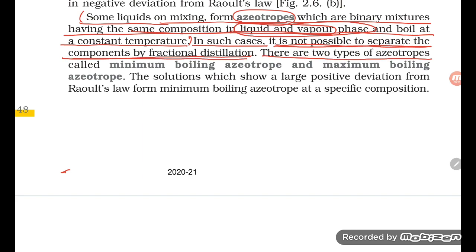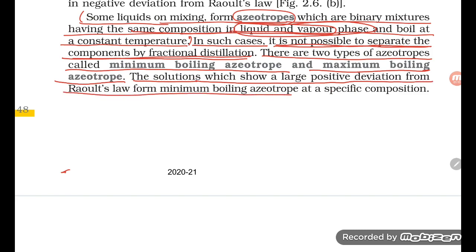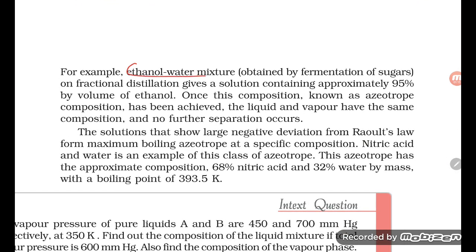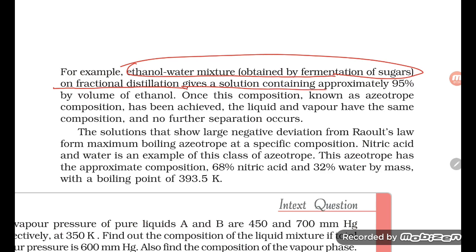There are two types of azeotropes: minimum boiling azeotropes and maximum boiling azeotropes. Solutions which show large positive deviation from Raoult's law form minimum boiling azeotropes at specific compositions. For example, ethanol and water mixtures obtained by fermentation of sugars, on fractional distillation, give a solution containing approximately 95% ethanol by volume and 5% water. So they are going to boil at the same temperature.